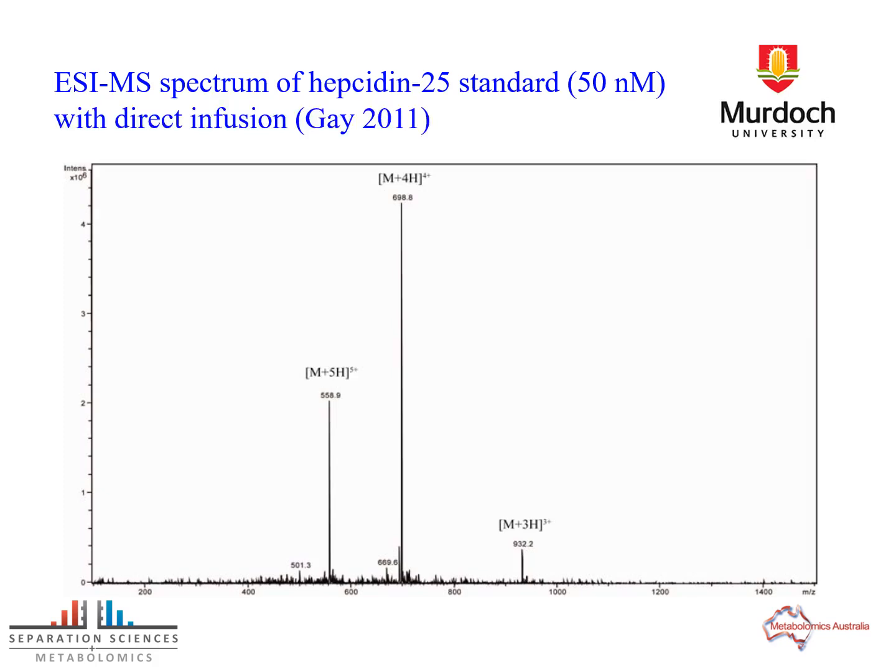And here you can actually see that with a solution of synthetic Hepcidin at 50 nanomolar, we can actually do direct infusion and see the +3, +4 and +5 charge states.